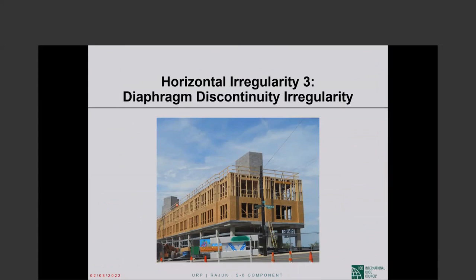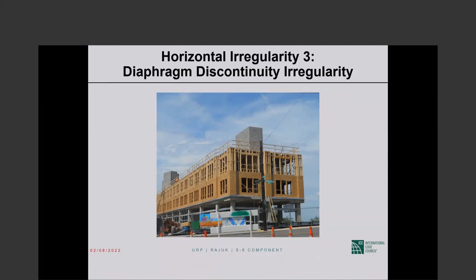Diaphragm discontinuity irregularity, continuing with our discussion. This is very, very common now in the US: a wood structure sitting on a concrete podium structure, as they are called. This concrete structure is not as stiff as they usually are, but the point is that this diaphragm is concrete. Those diaphragms are made of wood, and you definitely have more than 50% change in stiffness. So we are looking at this diaphragm discontinuity irregularity.